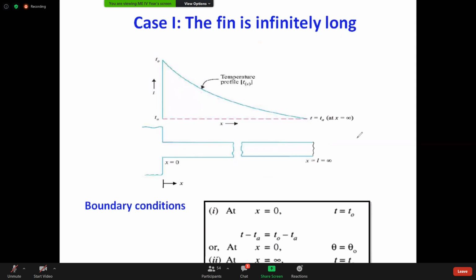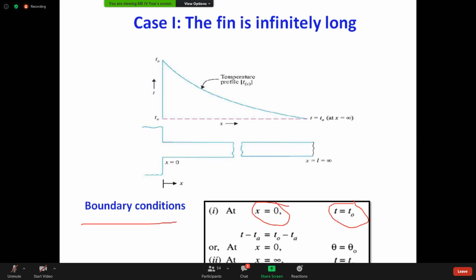In the first case, what are the boundary conditions? That's what I was talking about. The boundary conditions are very essential. Unless you know the boundary conditions, you cannot solve the problems, right? So the boundary conditions for case one: at x is equal to 0, T is equal to T naught. We know that because at x is equal to 0, T is equal to T naught, the base temperature. Or I can write T B, it doesn't matter. If I use B for base temperature, T naught and T B at x is equal to 0 are both the same, right?